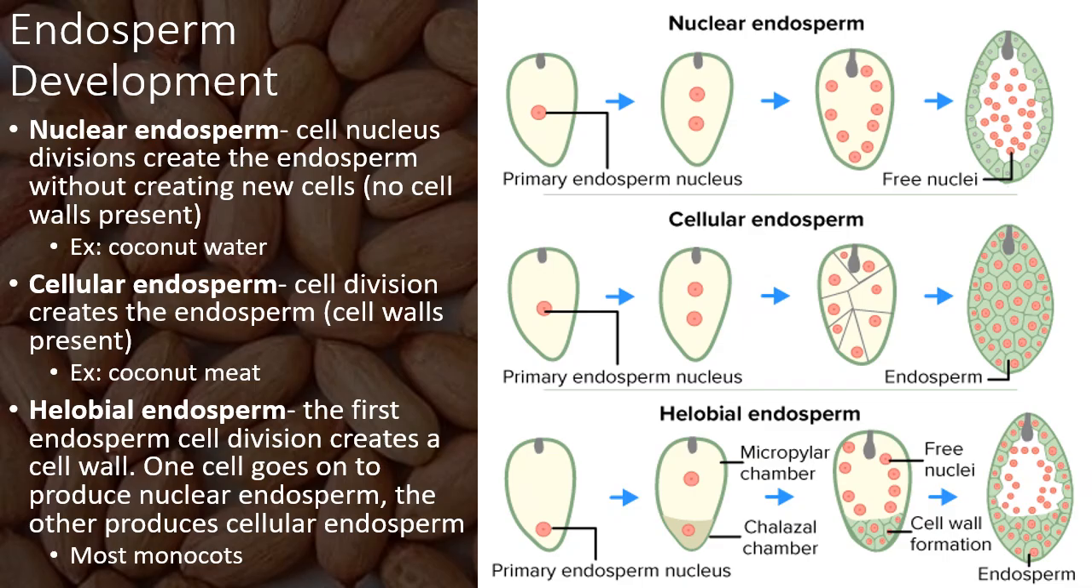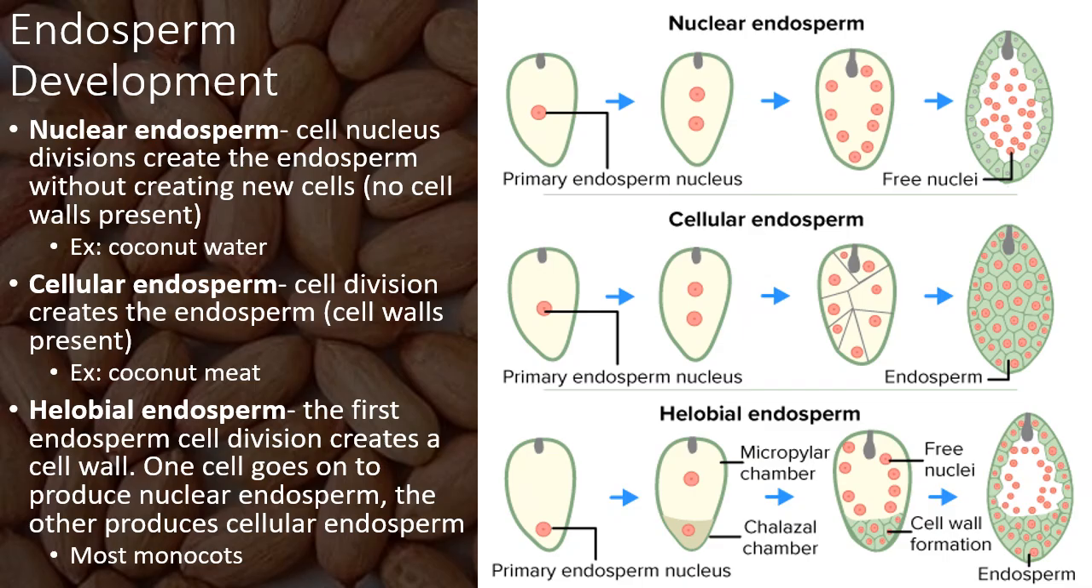it's liquidy. Cellular endosperm is when we have full, complete, normal cell division creating the endosperm. So we do form cell walls. And a good example of that would be the coconut meat within a coconut, which tends to be more solid because of the presence of cell walls. And then halobial endosperm is basically a combination of both methods within the same seed.